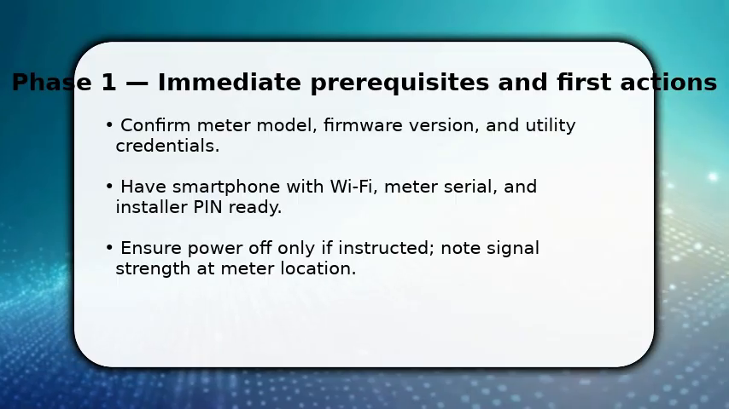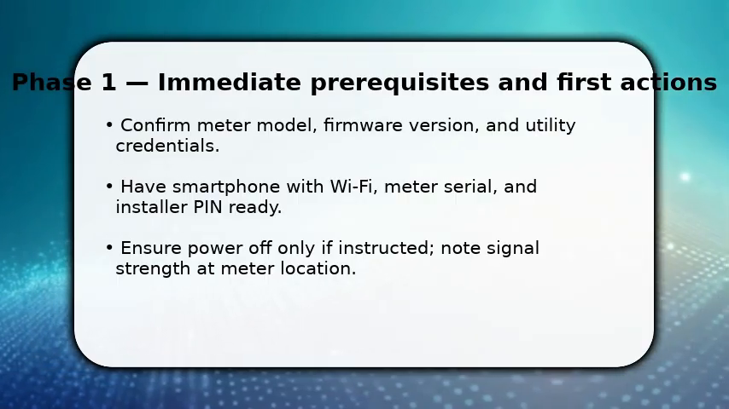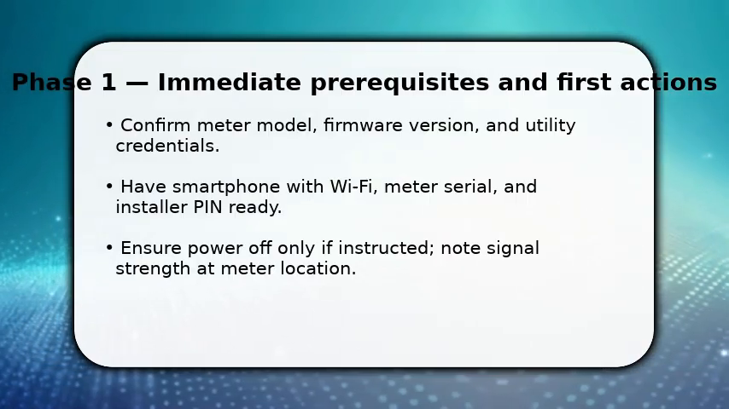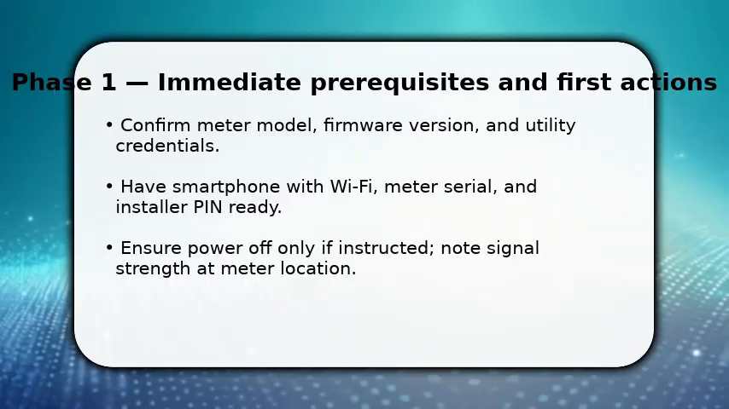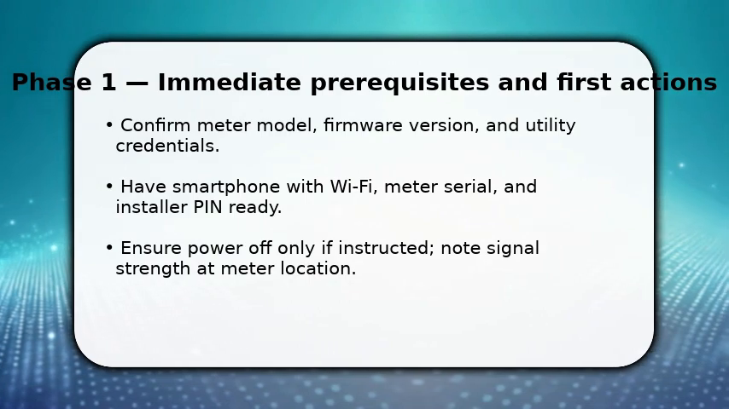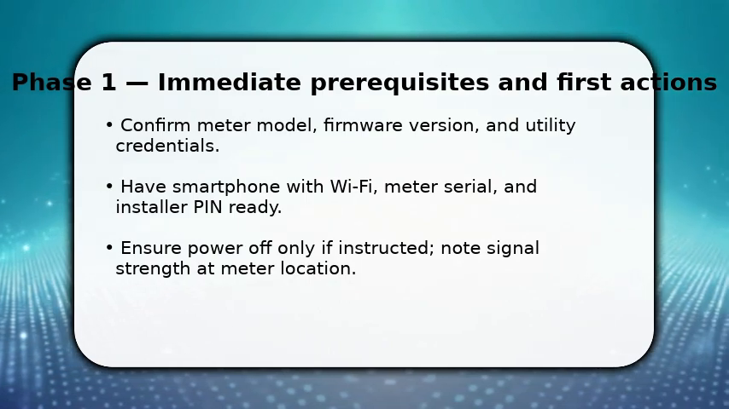Use your smartphone and a stable Wi-Fi signal. Open the meter app, enter the serial number, then authenticate with the PIN. Once set, wait for the meter to broadcast its setup SSID so you can proceed to the next configuration stage.